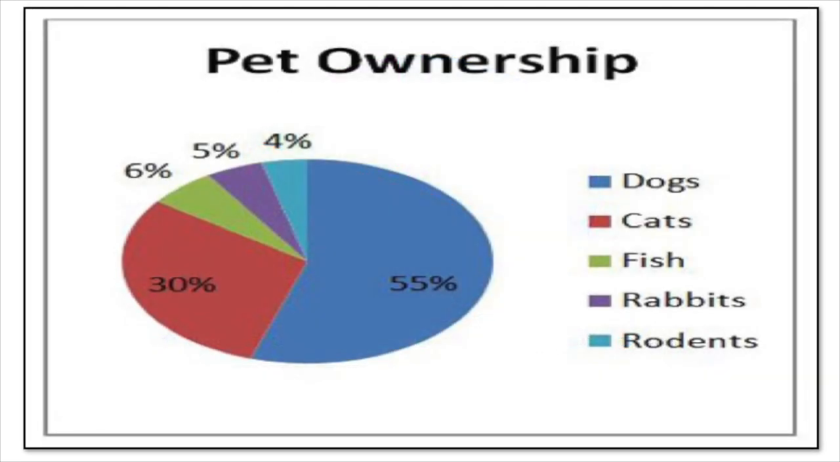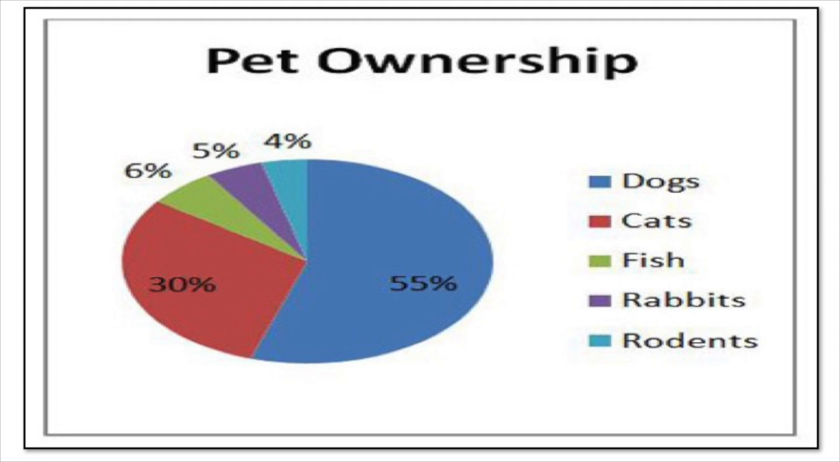Now, here we have an example of a pie chart. What's the title of our pie chart, guys? Same as the bar chart, the title comes at the top. What's our title here? Pet ownership. Yes, so what we're looking at now are the different pets that people own. And once again, we have a color key. What does the blue color stand for?